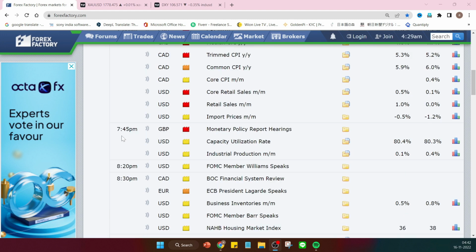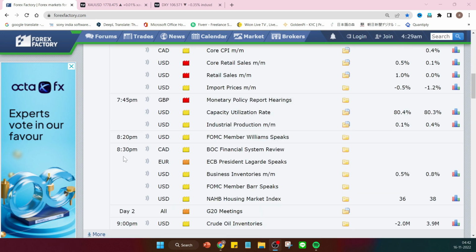And again at 7:45 pm we have high impact news planned for British pound related currency pairs. And at 8:30 pm we have medium impact news planned for Euro related currency pairs. And today also we are having G20 meeting which will have a medium impact. So we have lots of high impact news on major currency pairs. So requesting you to consider these events also while planning for your trades.